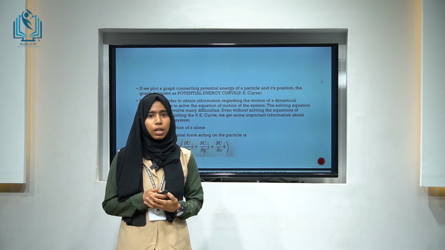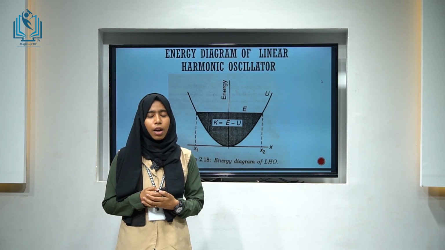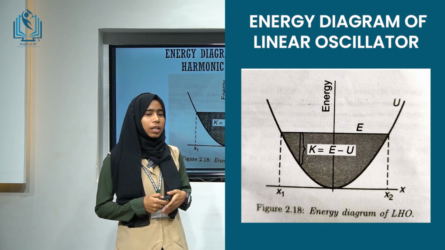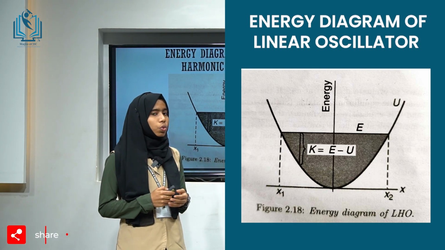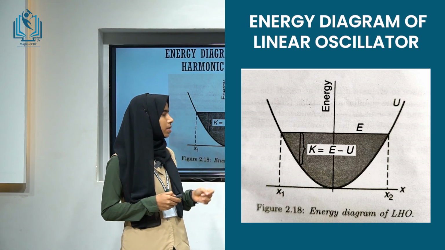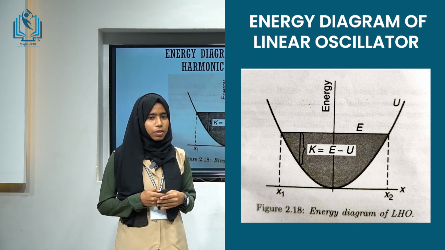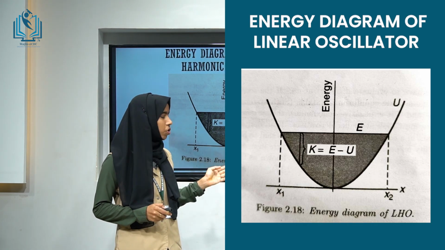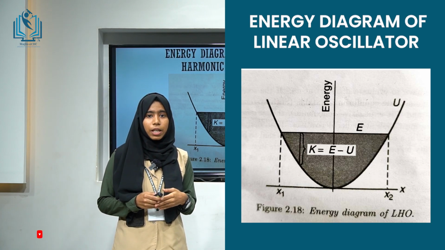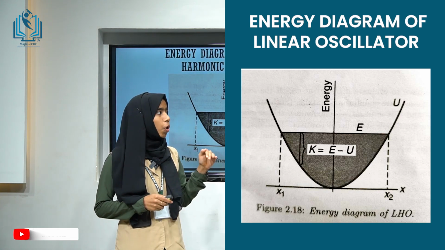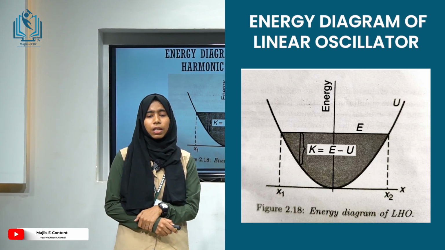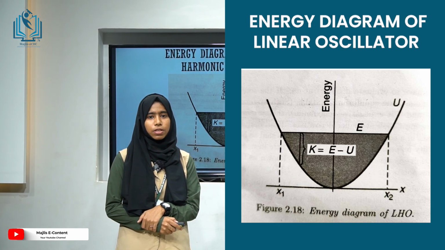Now let's move on to the energy diagram of a linear harmonic oscillator. This graph shows the energy diagram of a linear harmonic oscillator. H1 and H2 represent the turning points of the motion, and the horizontal line E represents the total energy of this motion. Now let's learn some characteristics of this graph.